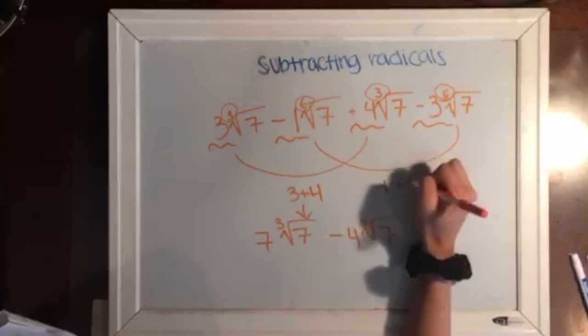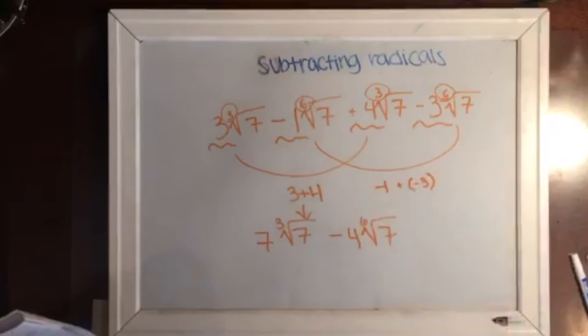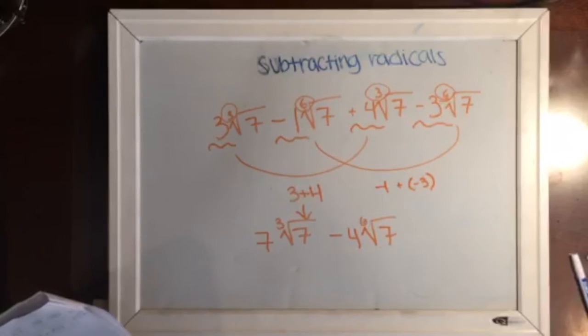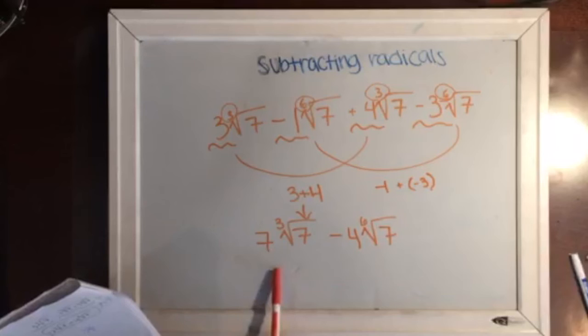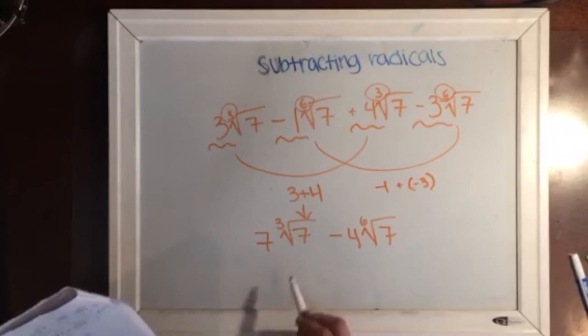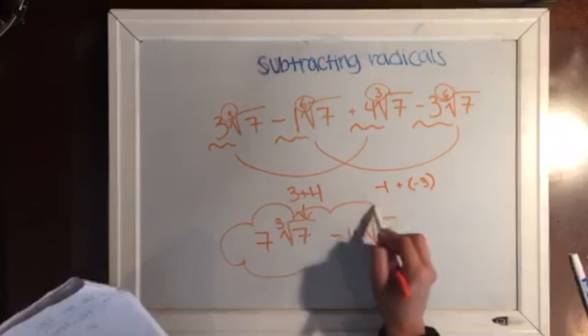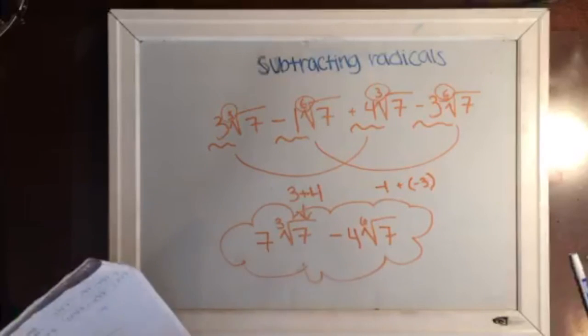You're going to do the same with negative 1, the sixth root of 7, minus 3, the sixth root of 7, which is negative 1 plus negative 3, which is negative 4. Keep what's under the radical, the sixth root of 7. So that's your final solution.